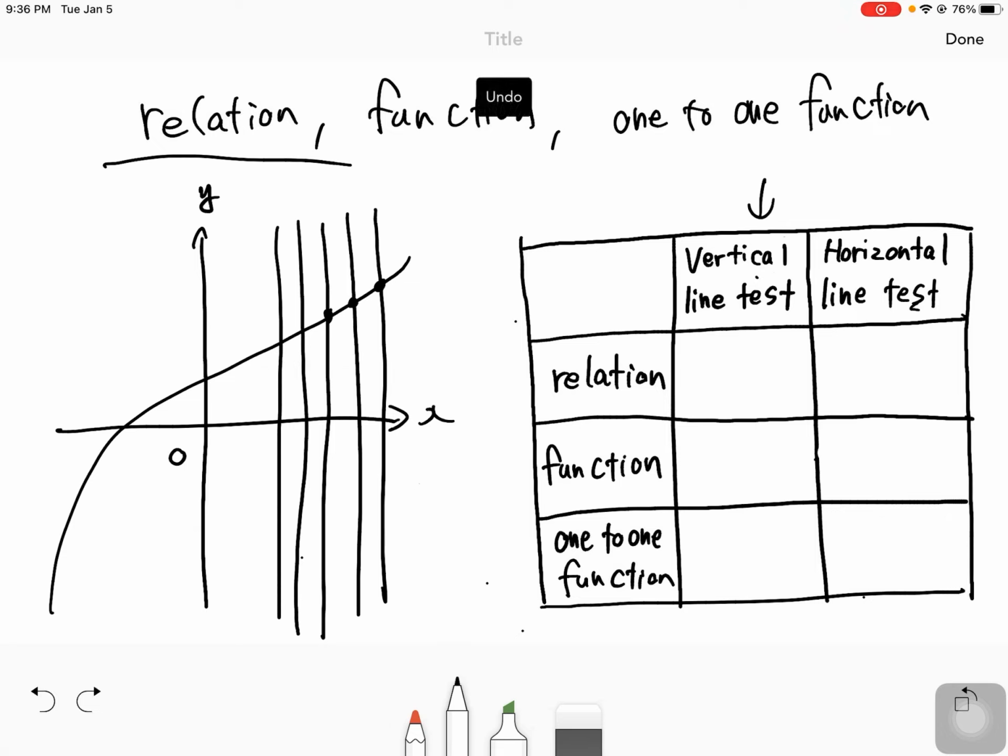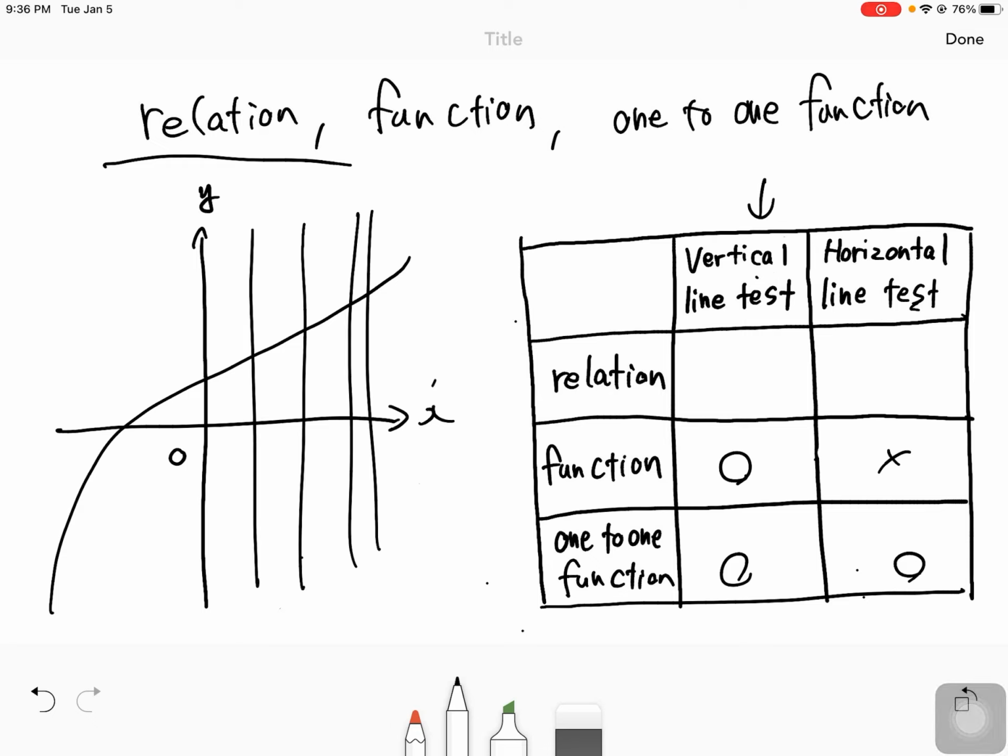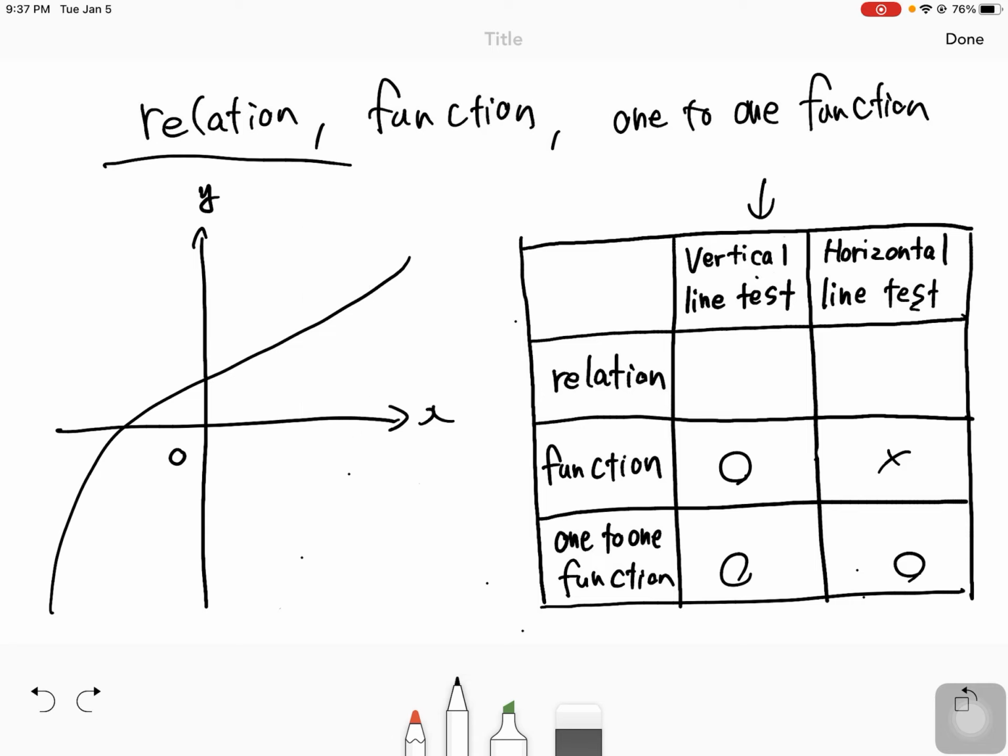But for a one-to-one function, it has to pass both of them. It has to pass the vertical line test and the horizontal line test. For a relation, you don't need to do these tests. All graphs on xy coordinates are relations. That's all about relation, function, and one-to-one function.